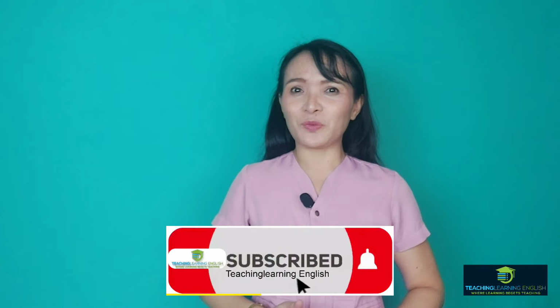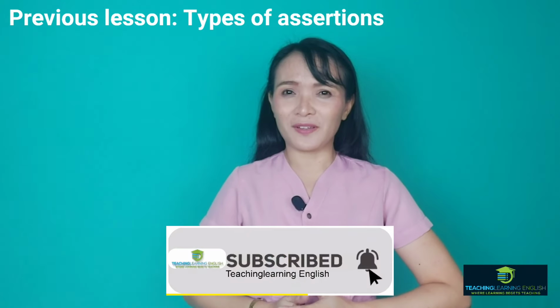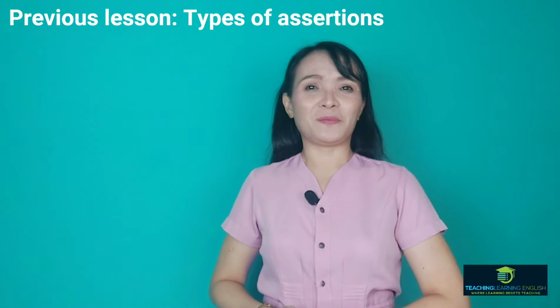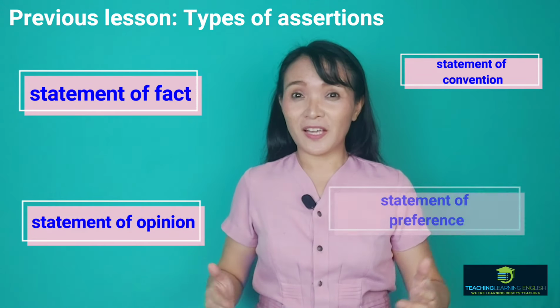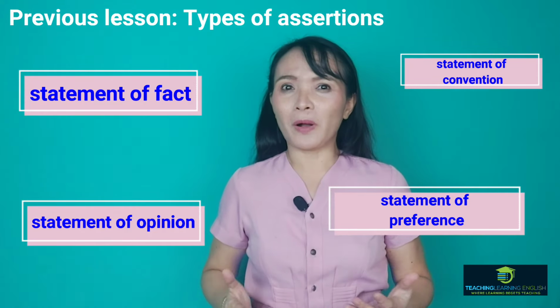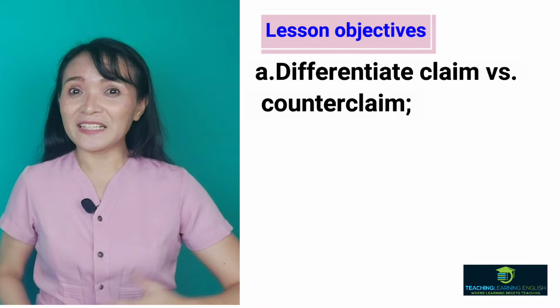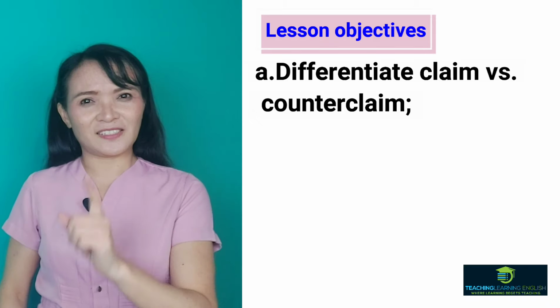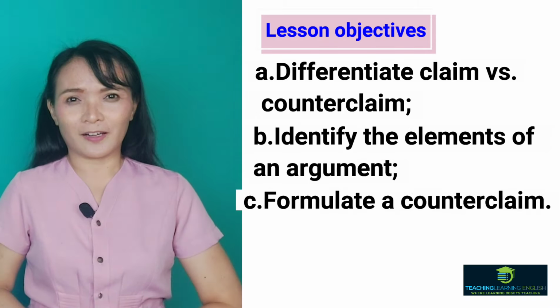In our previous lesson, we talked about the 4 types of assertions according to certainty. What are they? They are the statement of fact, opinion, convention, and preference. I hope you understood the concept as we are going to talk about how to assert your ideas through claims and counterclaims. At the end of the lesson, you are expected to differentiate claim versus counterclaim, identify the elements of an argument, and formulate a counterclaim.